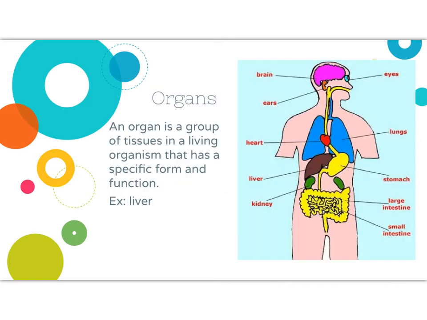Organs are the next largest unit of life. An organ is a group of tissues in a living organism that has a specific form and function. So specific organs within our body, of course, we know and could label a bunch of them, I'm sure. We talk more about each of the organ systems a little bit later in this unit.